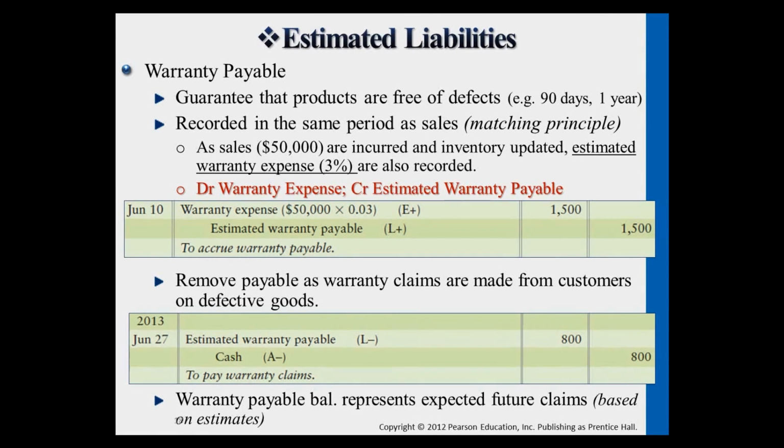So this is the third category of contingent liability. Potential liability that relates to the product, relates to the sales we made to customers, and we may need to repair it. So we first of all estimate the repairs, the warranty expense up front, then reduce cash when it actually happens. Okay, any questions so far?